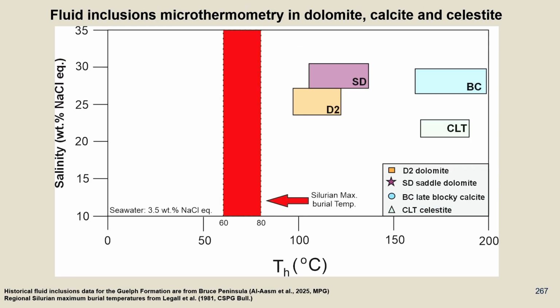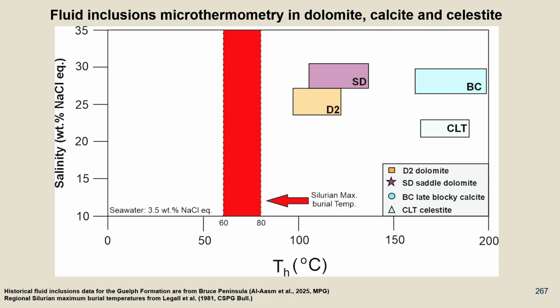Then after that, we are currently looking at fluid inclusion microthermometry in the same minerals. The importance of fluid inclusions is that these tiny fluids entrapped in minerals record the conditions at the time the mineral precipitated. They record the temperature of precipitation of the mineral and also the salinity of the fluids at the time of precipitation of the cement. So also on this slide, you see the field for the saddle dolomite, blocky calcite, and celestite from the Bruce Peninsula area.